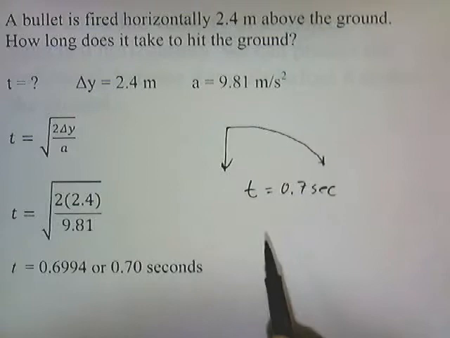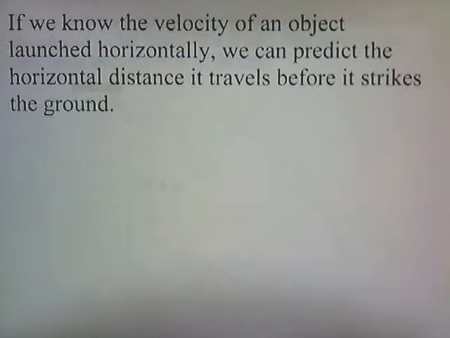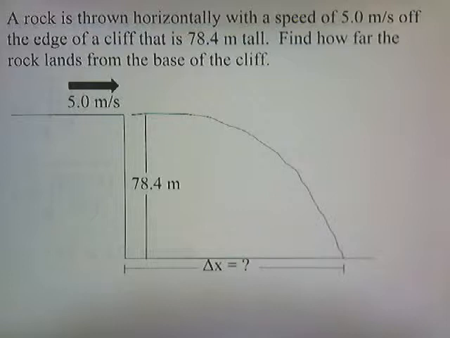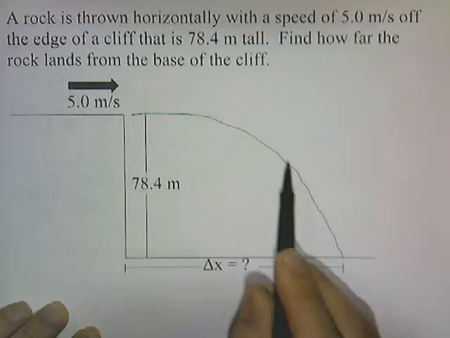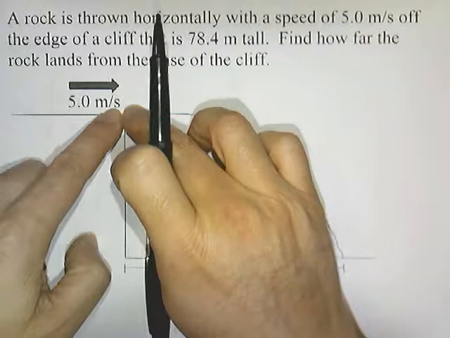Let's try another problem. Now, if we know the velocity of an object launched horizontally, we can predict the horizontal distance it travels before it strikes the ground. So here's such a problem. A rock is thrown horizontally with a speed of 5 meters per second off the edge of a cliff that's 78.4 meters tall. Find how far the rock lands from the base of the cliff. Well, if you were to drop the rock off the cliff, it would take a certain amount of time to drop straight down. If you were to throw it horizontally, it takes a certain amount of time to reach the ground, but whether you drop it or throw it horizontally, it reaches the ground at the same time.